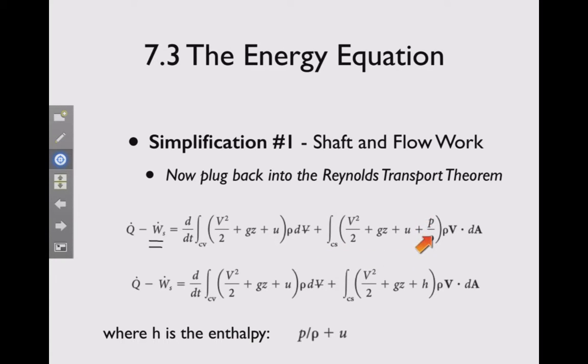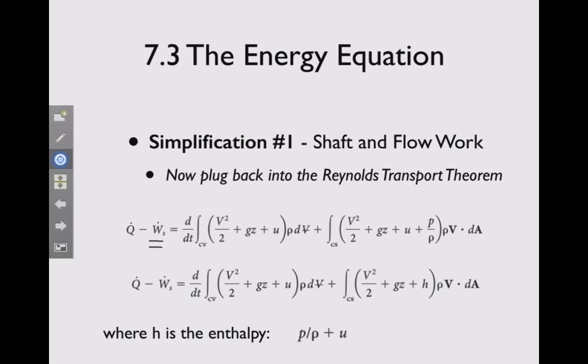We have now added the e_k and e_p, the energy per unit mass for kinetic and potential energy, plus the internal energy per unit mass, u, to both the integral over the control volume and the control surface. And we have this additional term over here, which is the flow work that comes into play.